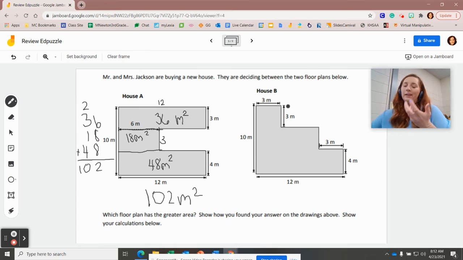Now we got to figure out how big's house B, because we got to figure out which one's bigger. So let's do this. This one's got so many cutouts. Let's just go ahead and add these all together. We could subtract it, but it'd be way harder than adding it. Oops. Try that again. This is a 3 by 3. 3 times 3 is 9.